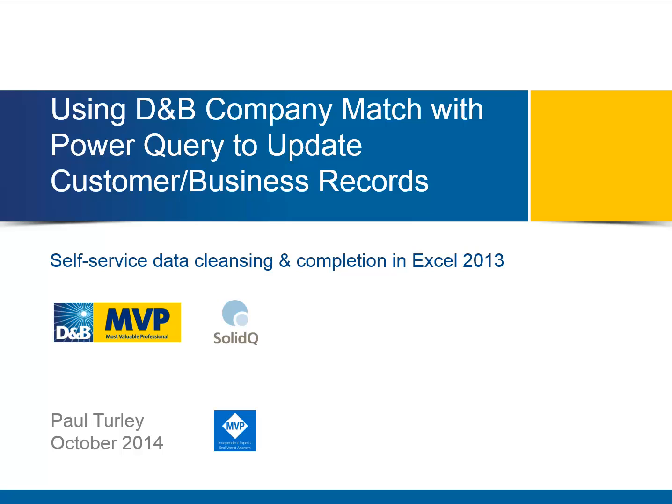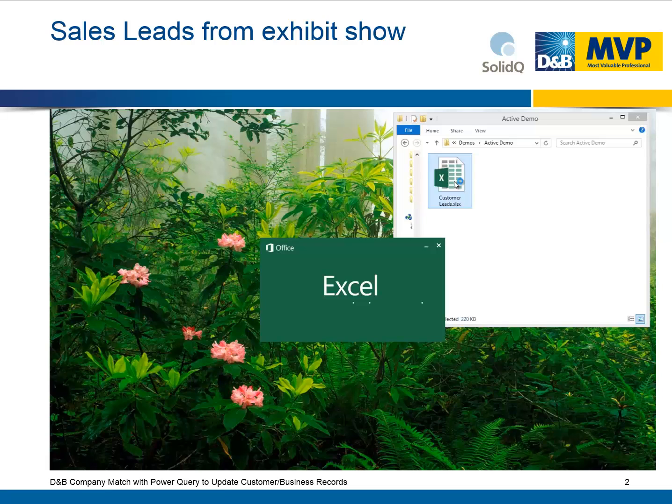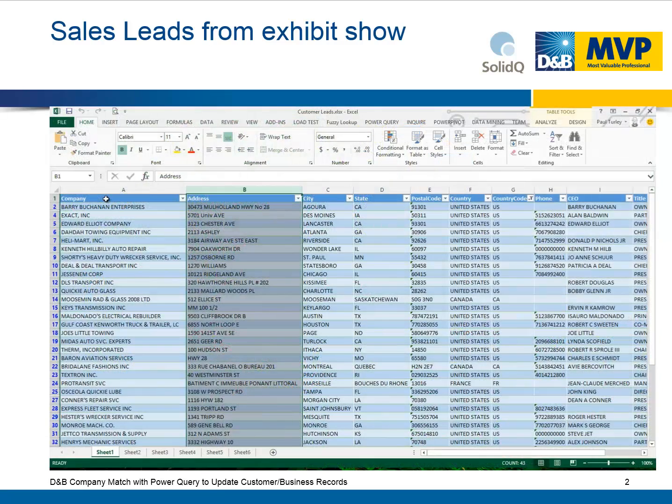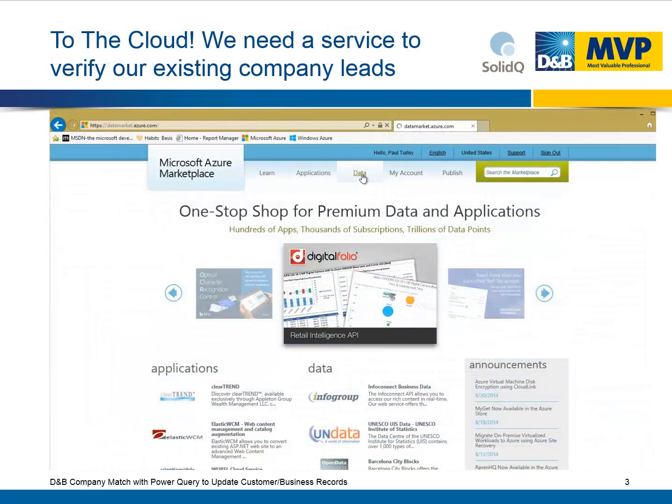I'm going to talk about using DNB Company Match with Power Query in Excel 2013 to update customer and business records. It's a great service with a lot of value from Dun & Bradstreet to get valid company information. So we have a leads list from an exhibit show here in an Excel 2013 workbook. And we know that not all of this information is accurate. We want to be able to match it up with accurate, validated information and get some more information that we can use to prepare for conversations with these companies.